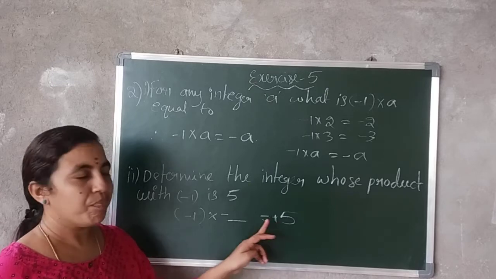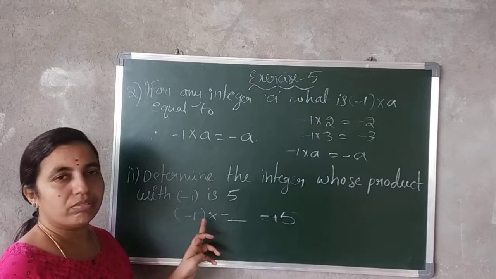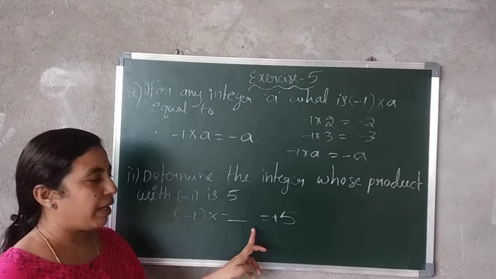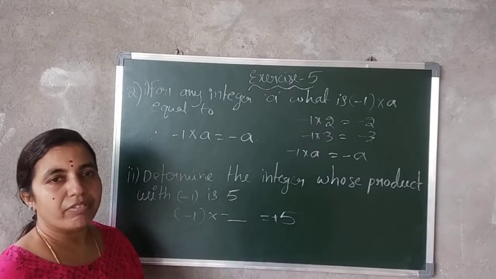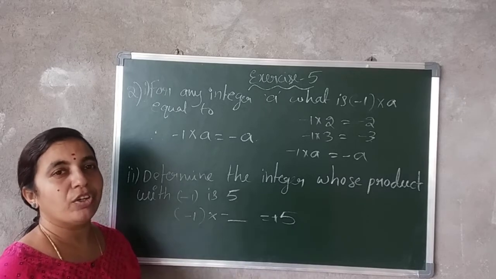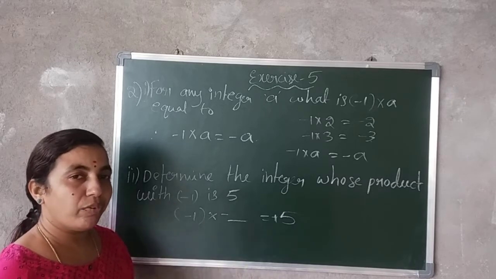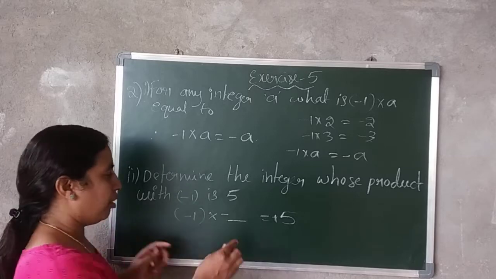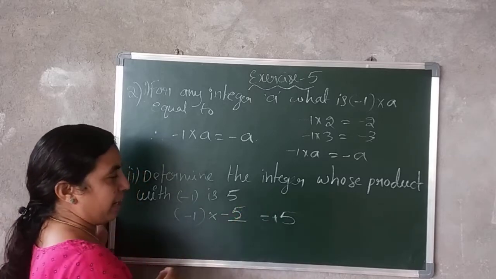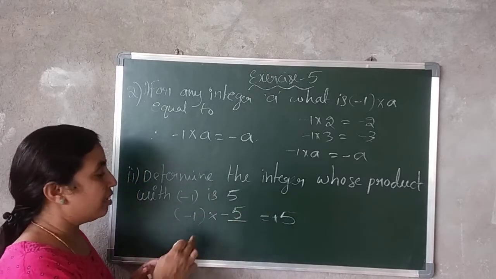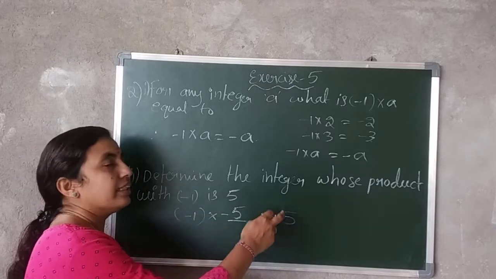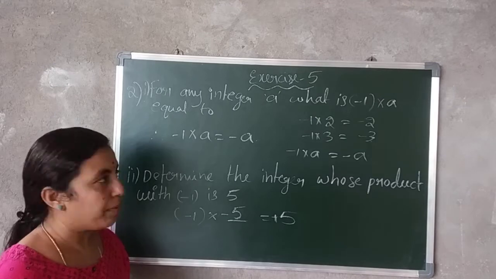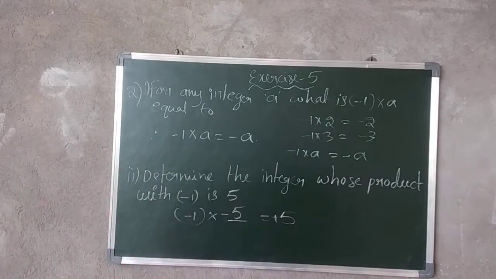Now go for the number. With what number, if you multiply 1 into it, will you get 5? The same number. Why? Because of the multiplicative identity. When you multiply with the multiplicative identity, you get the same number. That means minus 5. What is the required integer here? Minus 5. When you multiply minus 5 by minus 1, you will get plus 5. Okay, so this is the second bit.